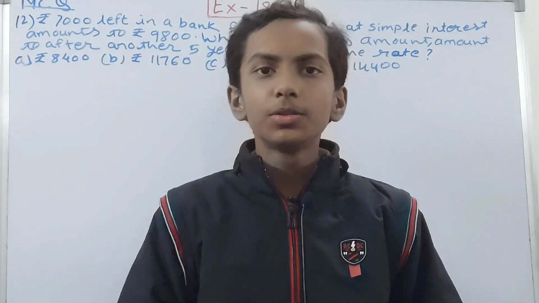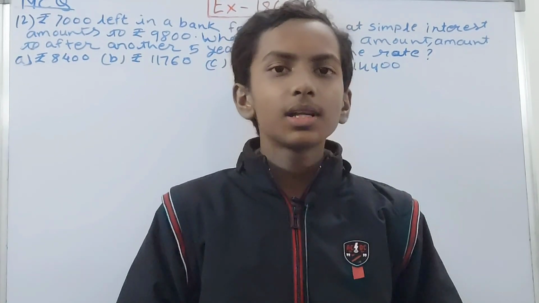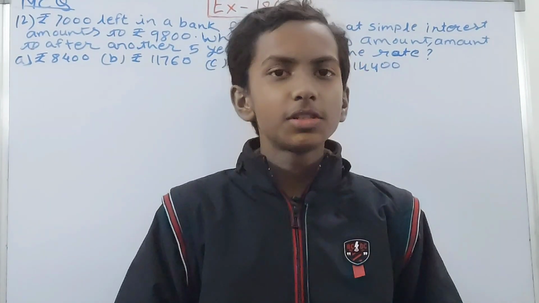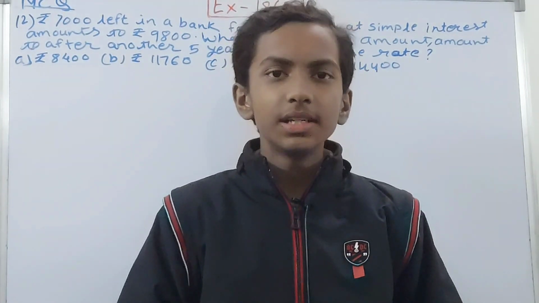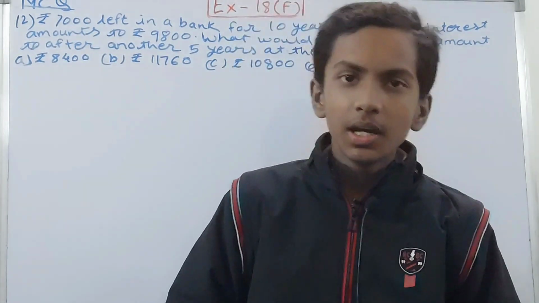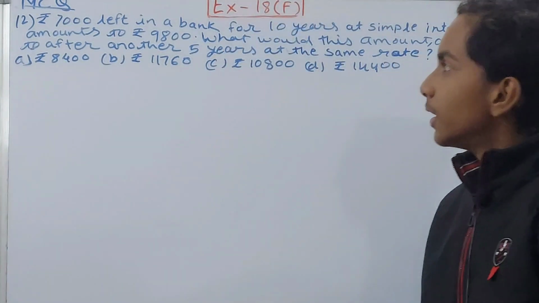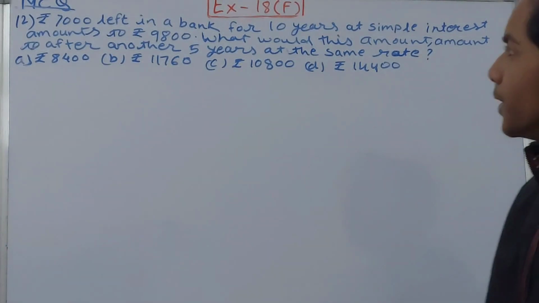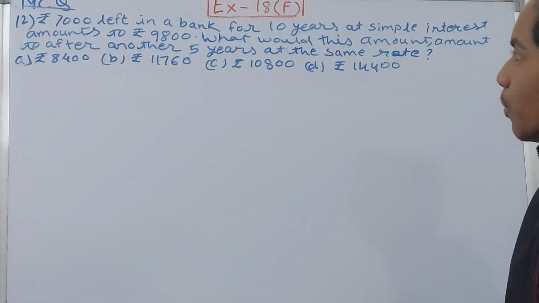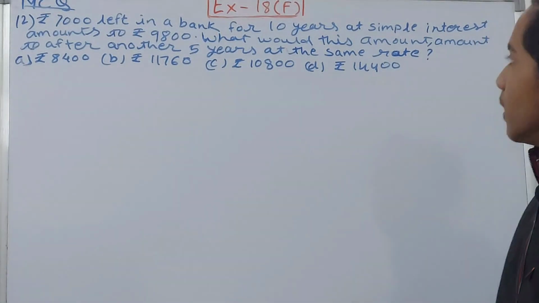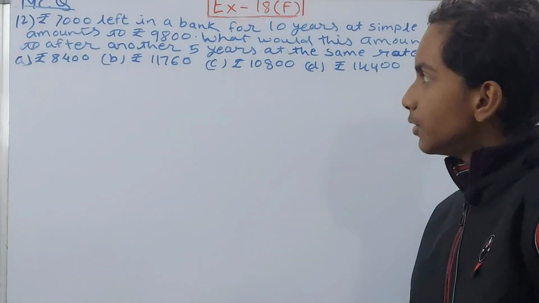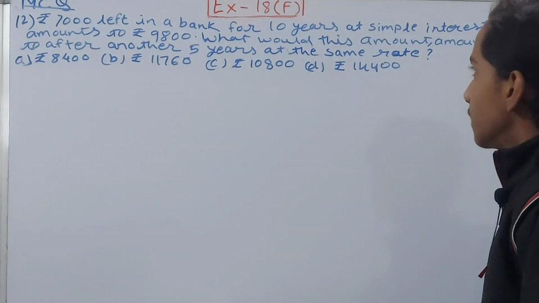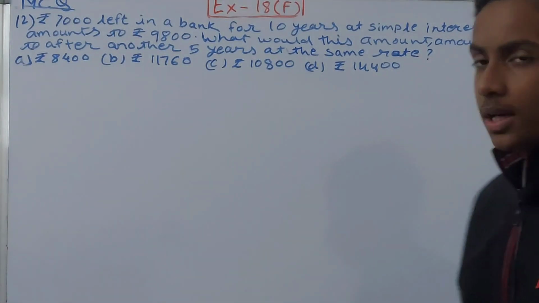In this video we are going to solve ICSE Mathematics class 7 chapter 18, Percentage and its applications, exercise 18F question 12. And what does this say? It says rupees 7,000 left in a bank for 10 years at simple interest amounts to rupees 9,800. What would this amount to after another 5 years at the same rate?